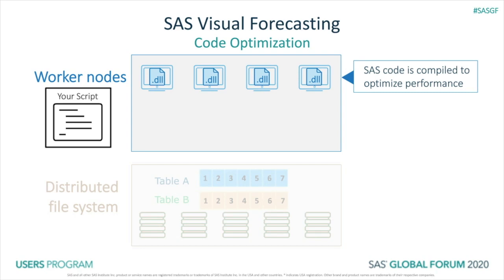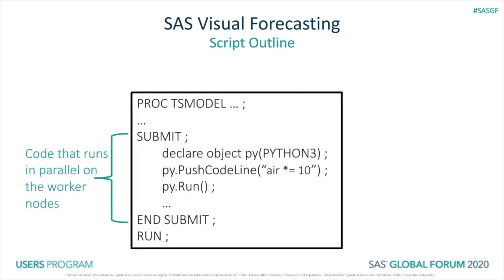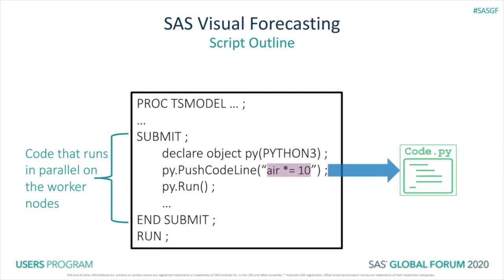In order to discuss that, let's make the script a little bit less abstract. Let's show this hypothetical, very simple SAS script that calls external language code, in this case Python code. All you need to know here is that anything within these submit blocks is what's going to run on the worker nodes. And you can see here that we've pushed some Python code. You can think of this code as being written to its own little code.py file. And it's the same concept for R. But for this example, I'll just use Python.